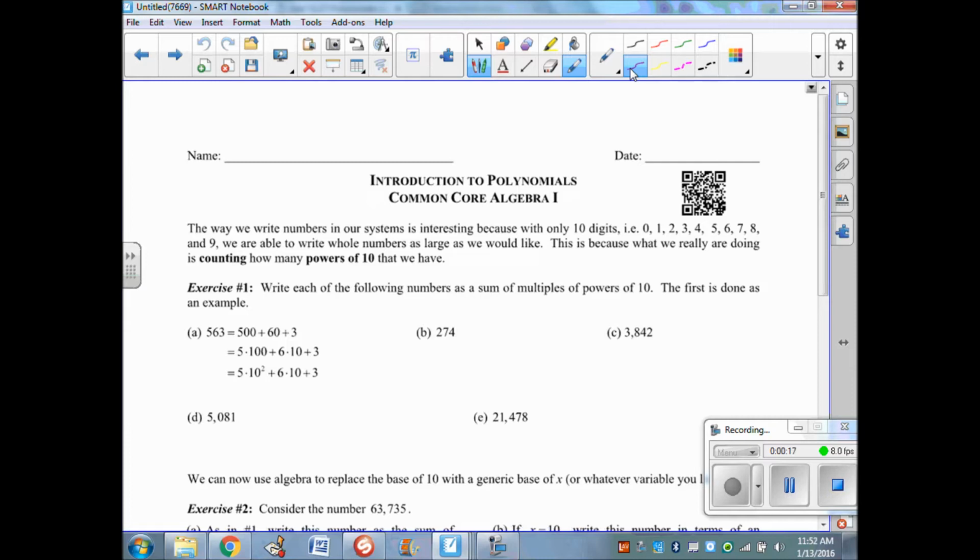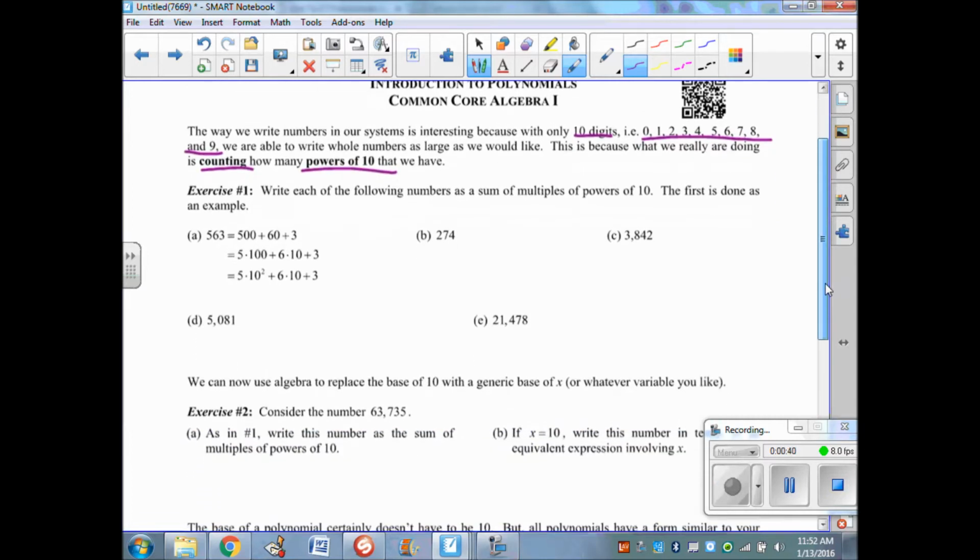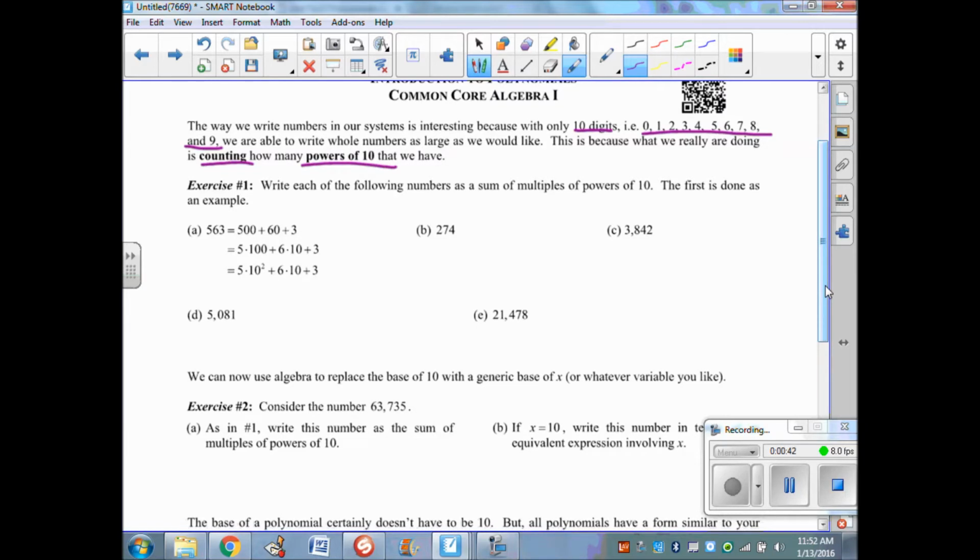It says the way we write numbers in our number system is interesting because we only have 10 digits. So base 10 is what we work with. We're able to write whole numbers that are as large as we would like. This is because what we really are doing is counting how many powers of 10 that we have. And that's pretty cool, so let's delve into that a little bit. A little number theory going on here, which is awesome.